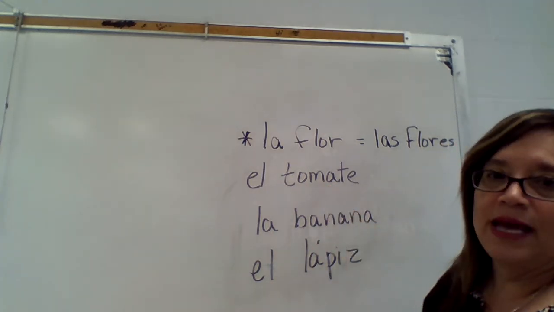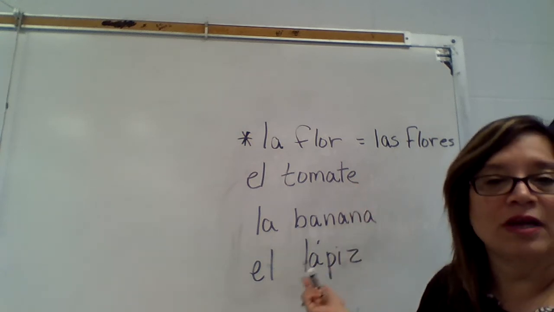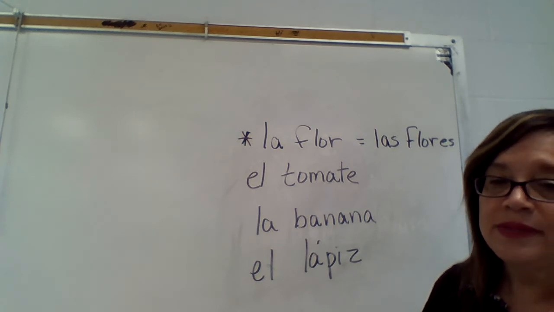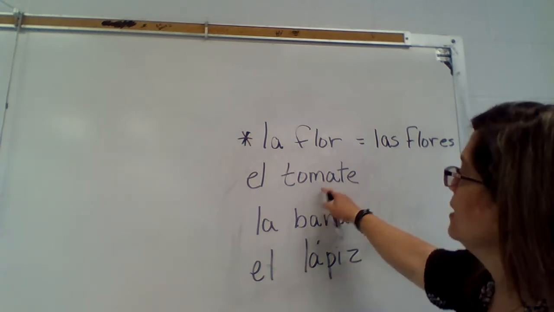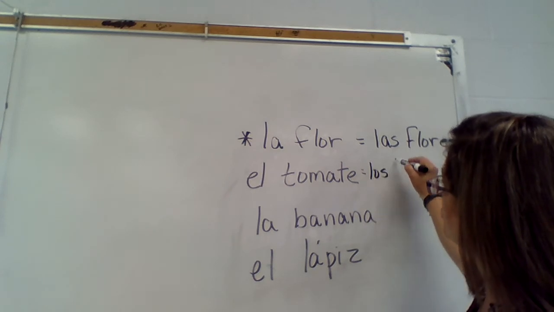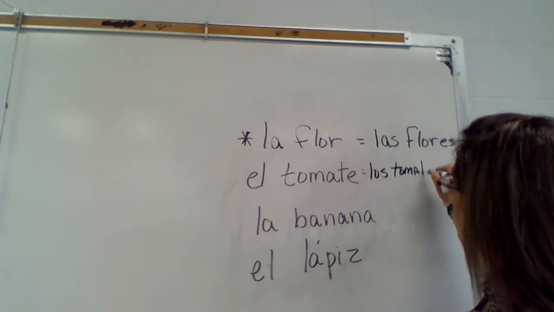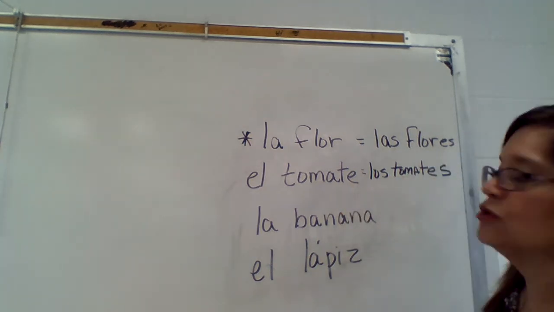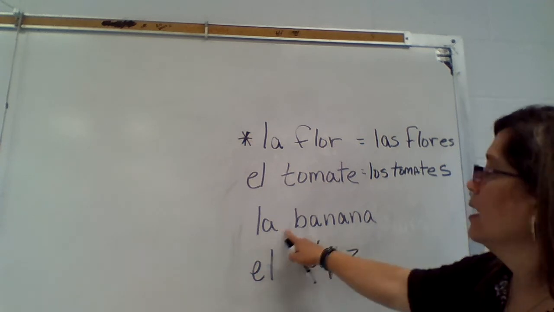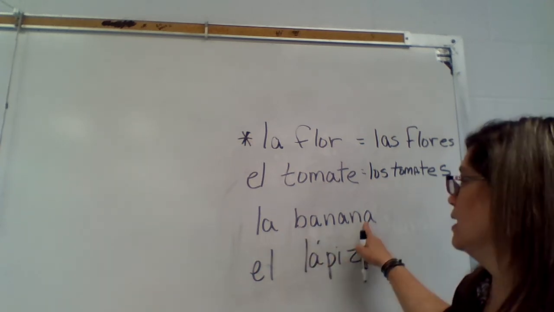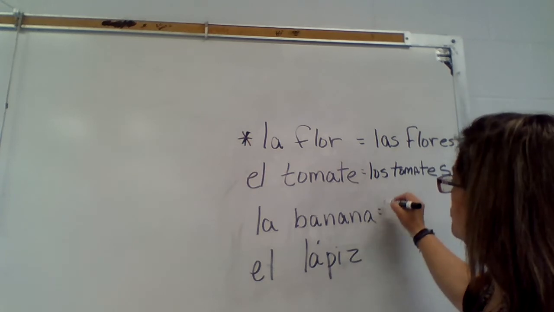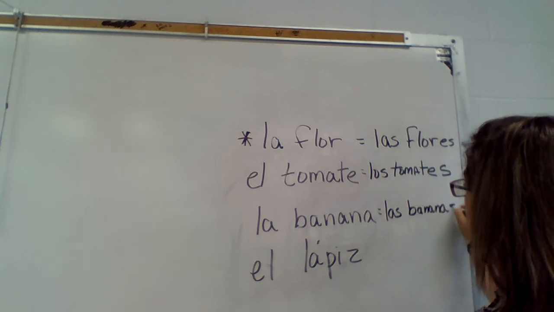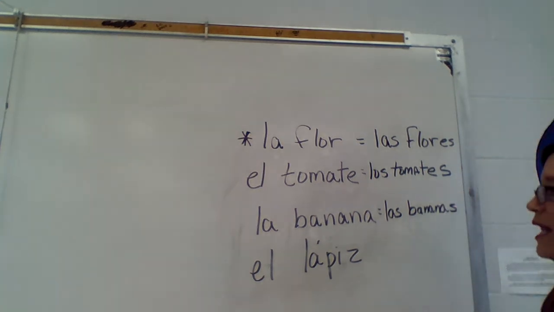El tomate, again, ends with an E. So the normal rule is if it ends with anything that is not an A, it's masculine. Now let's make this plural. Of course, I'm going to say los. How do I make it plural? If it ends with a vowel, I add an S. Los tomates. Okay, la banana, feminine, ends with an A. La tells you. How to make it plural? You put las bananas.